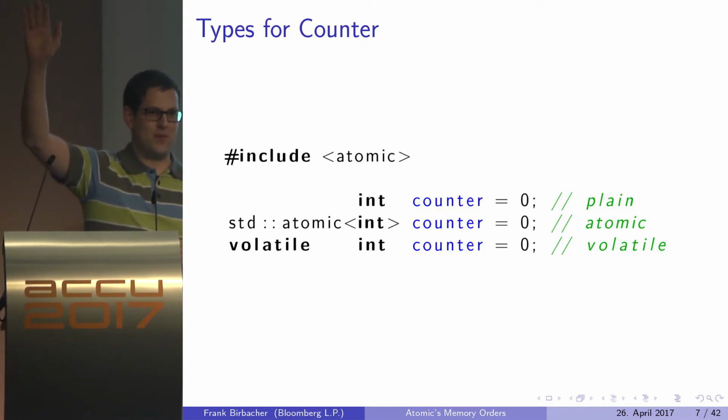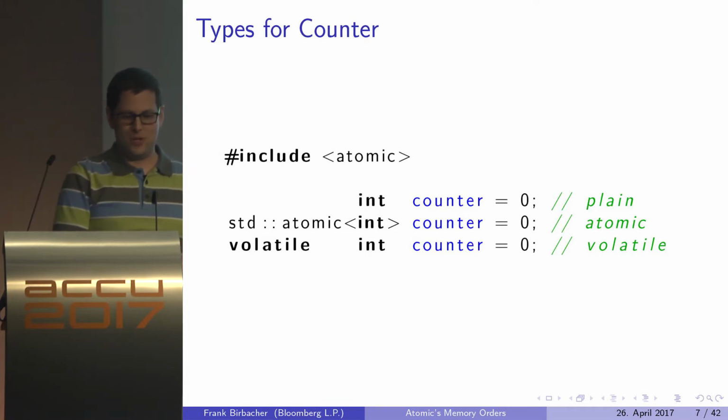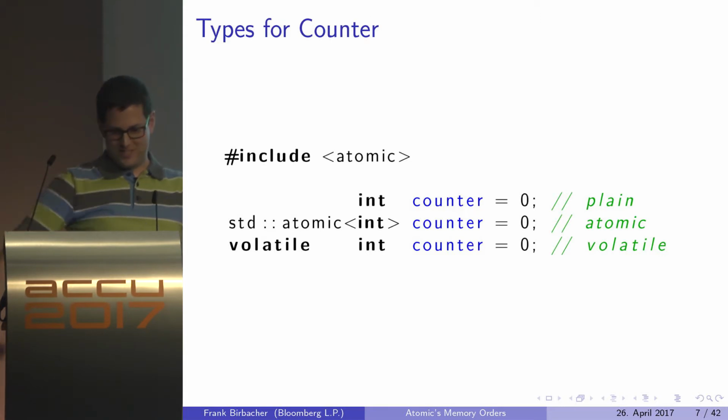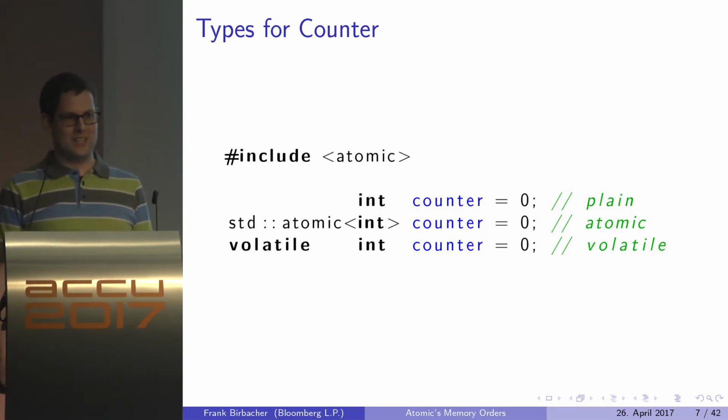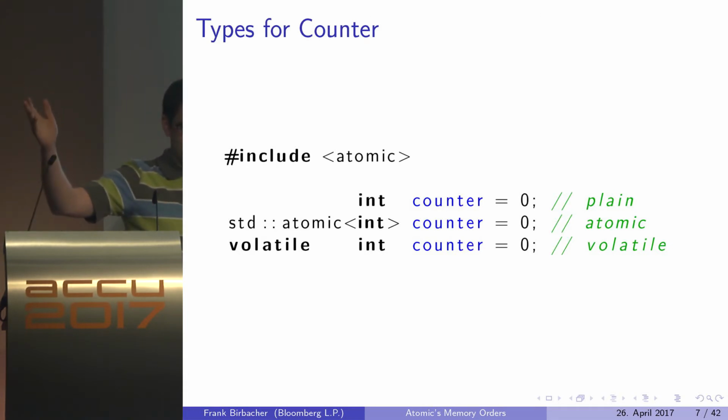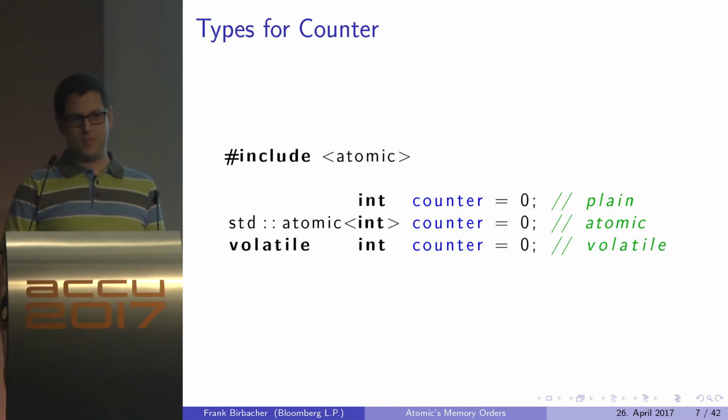Does it work with an atomic int? Yeah, the hands go up. Yes, it works. Is it faster? Slower? Slower, yes. So, volatile int. Does it work with volatile int? Few people. Come on, works with plain int. Why not with volatile int? Does it work? Doesn't work. It's faster than atomic, but it doesn't work.